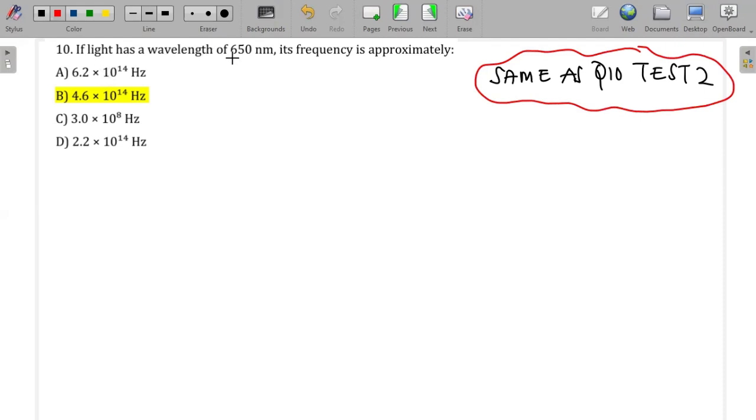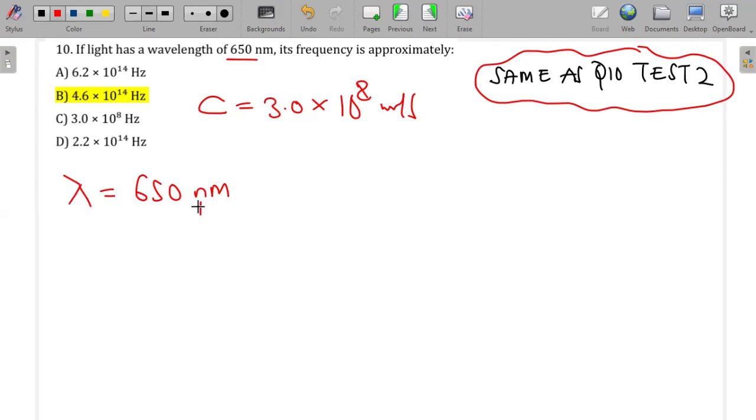So they're saying if light has this wavelength, its frequency is approximately. So we know that the speed of light is 3.0 times 10 to the power 8 meters per second. And here I've been given the wavelength, lambda, in terms of nanometers. So I know nano is the same as 10 to the power minus 9. Then this will be in meters now. So I've just replaced nano with this. You go back to the first topic when we were doing units. All right. So now I need to find the frequency.